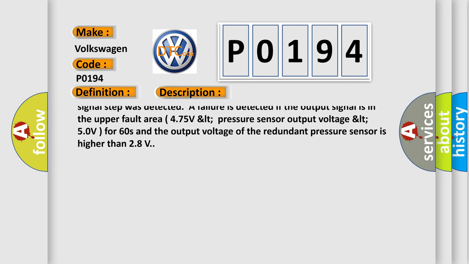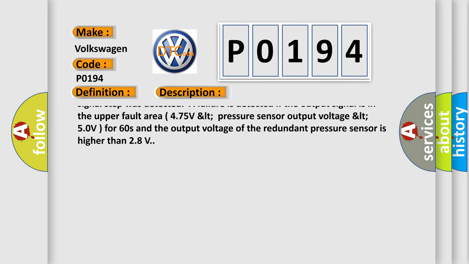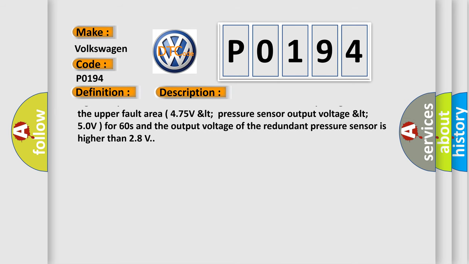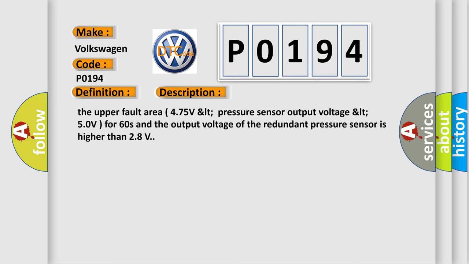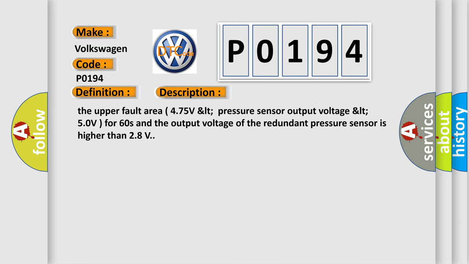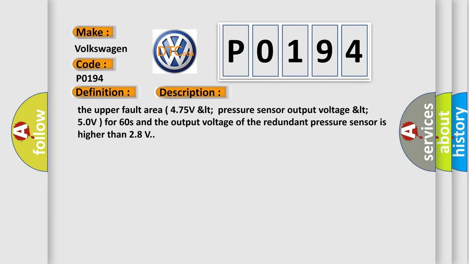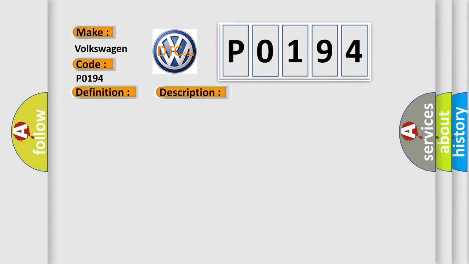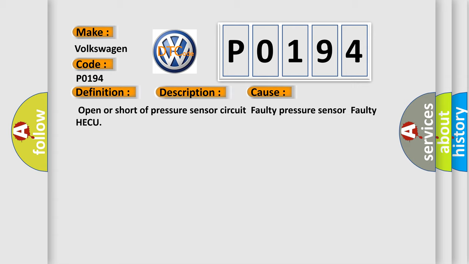A failure is detected if the output signal is in the upper fault area, 4.75 V LT pressure sensor output voltage LT 5.0 V for 60 s and the output voltage of the redundant pressure sensor is higher than 2.8 V. This diagnostic error occurs most often in these cases: open or short of the pressure sensor circuit, faulty pressure sensor, faulty HECU.